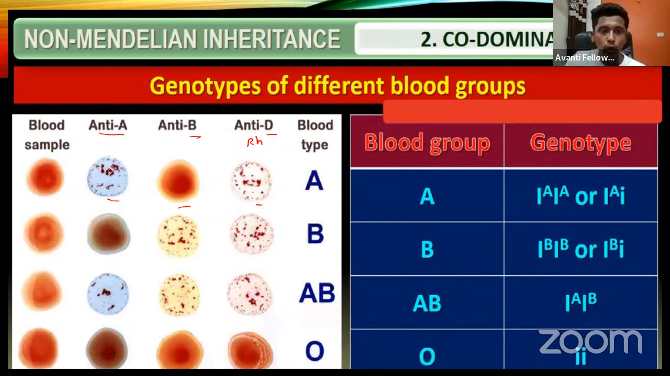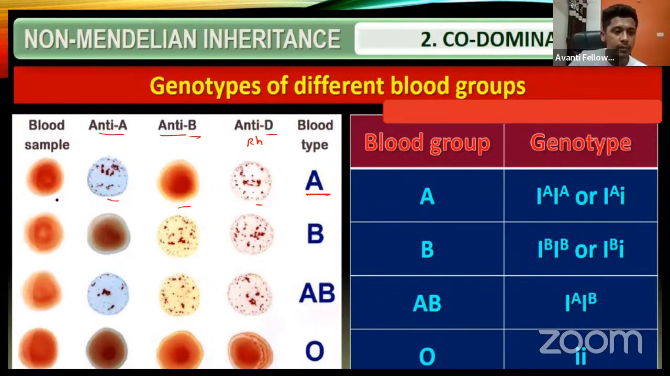For the same A blood group, if I add anti-B anti-sera, what will happen? There will be no clumping. The blood will not clump together. There is no agglutination. That means that he is not B blood group. And RH factor is positive or negative based on how it reacts. Now the person's blood group will become A.